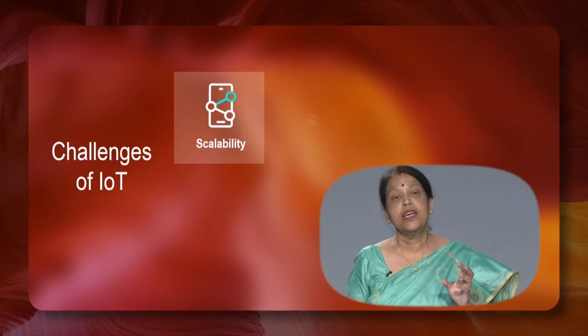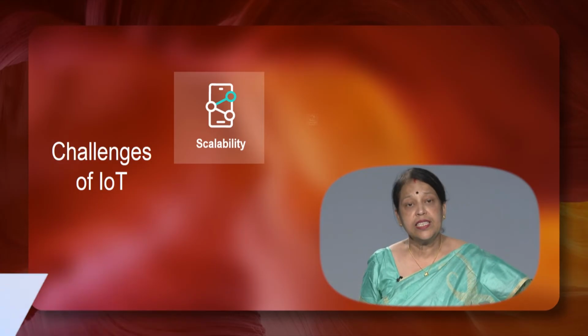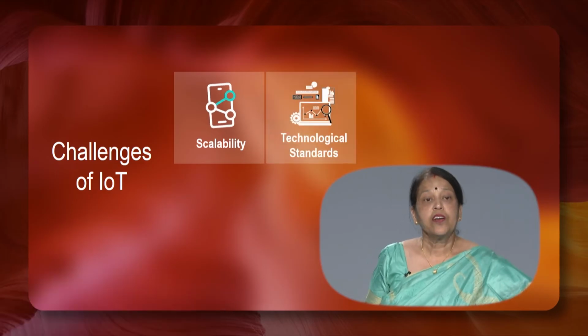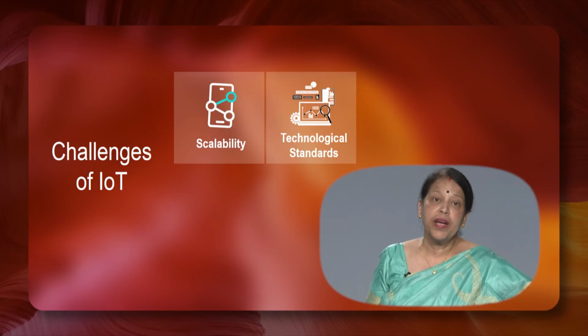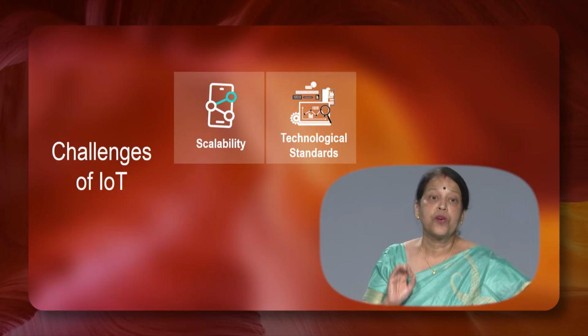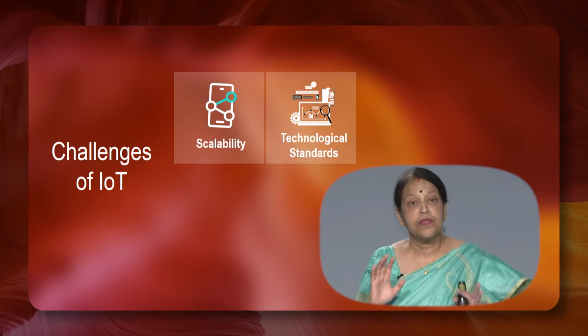Scalability can be divided into, for example, data scalability, network scalability, as well as device scalability. Technological standards: though there are many standards and protocols in IoT, there are still some challenges in technological standards, and researchers are working on how a particular standard or protocol can be designed so that all the systems and all the devices coming into the IoT system are automatically standardized.